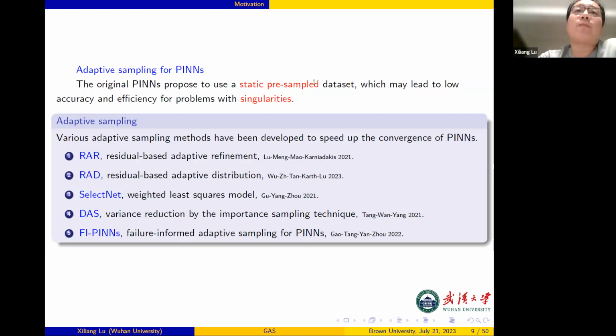To overcome this kind of difficulty, a lot of adaptive sampling methods have been proposed. For example, Lu Lu proposed RAR and RAD, which are both residual based, one is refinement, another is distribution. Basically, where we have a large value of the residual, we put more points. Of course, the idea is very straightforward and powerful. And another one is Xiliang, who proposed the so-called selection net, which is based on the weighted least square.